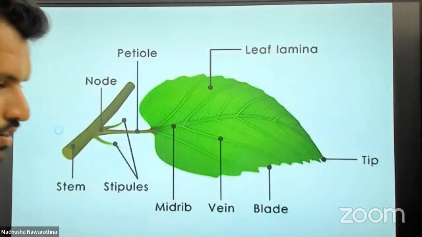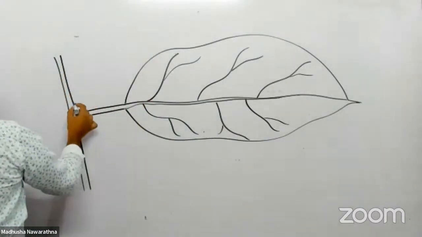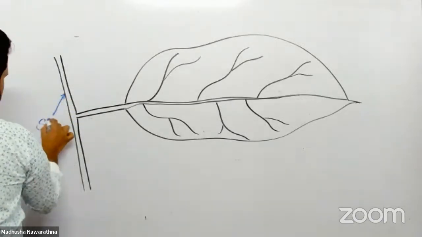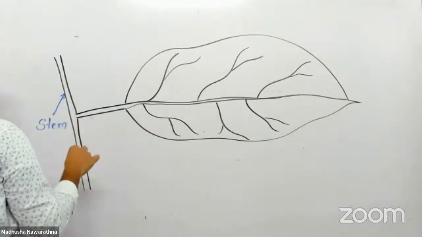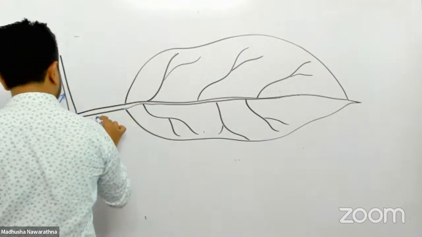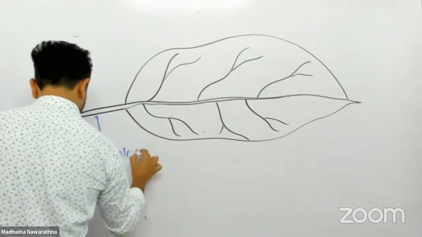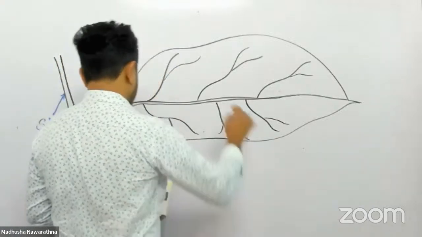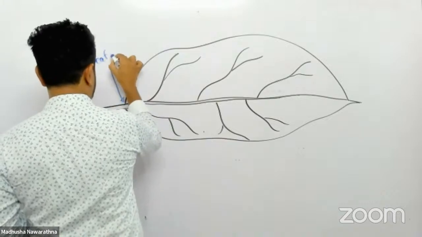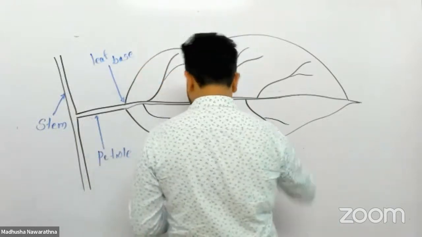Okay, right. So I'll put the diagram with the marker. Here we have a branch or the stem. On the branch you can name where this leaf is attached to. And then you have a place called a petiole. Petiole. And then the leaf base here.